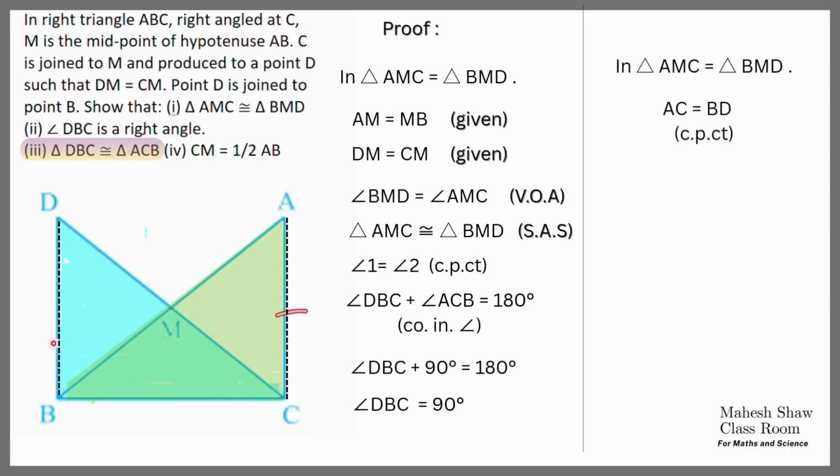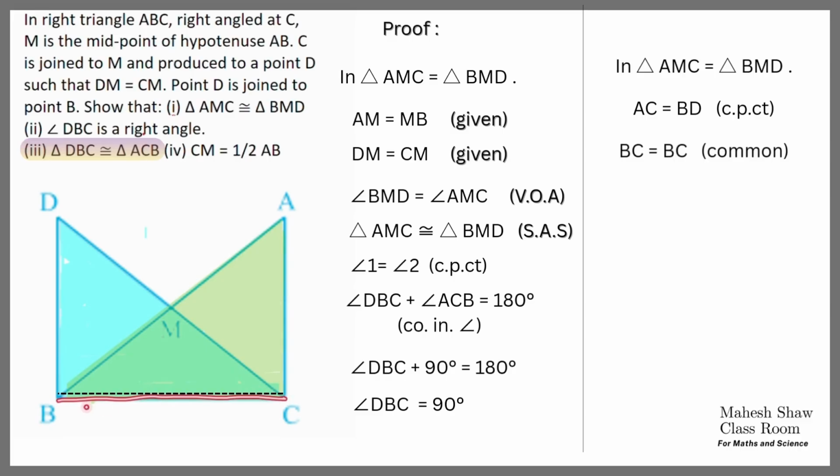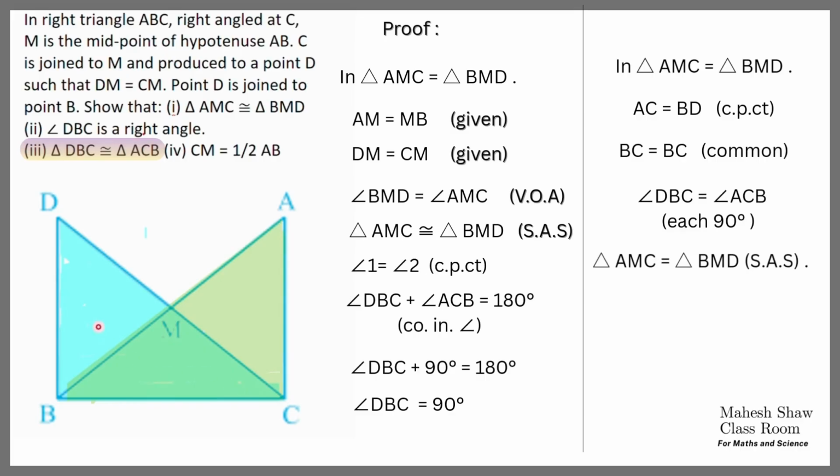So for that, we can say that AC equals BD as they are corresponding parts of congruent triangles. We have the common side BC and angle DBC is equal to angle ACB, that is each 90 degrees. So from side angle side, we can say triangle DBC is congruent to triangle ACB.